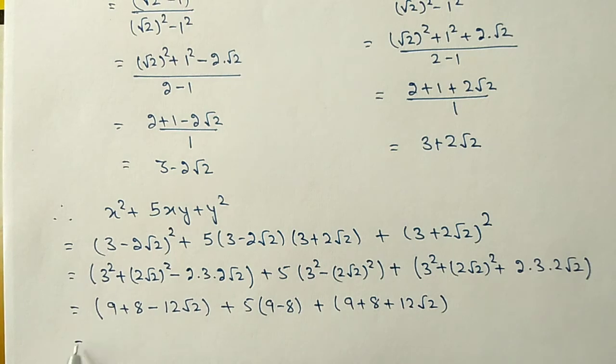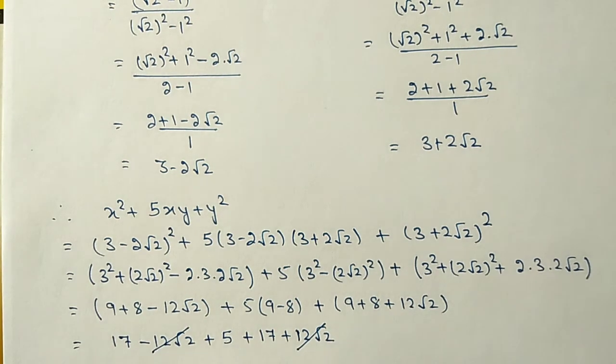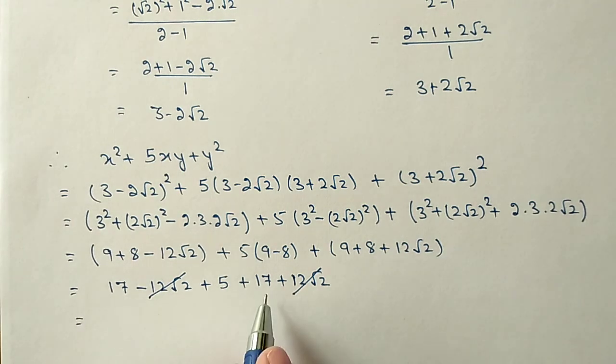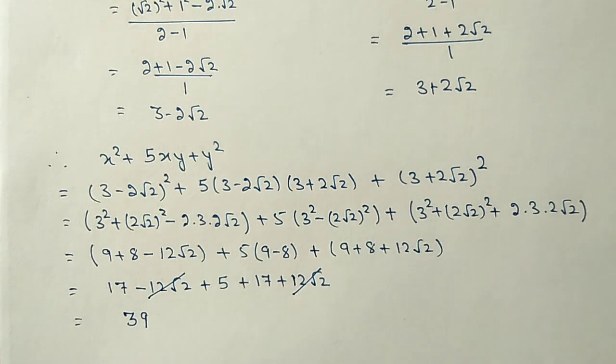Now all the brackets we can remove. 9 plus 8 is 17 minus 12 root 2, and here 9 minus 8 will become 1 and 5 into 1 is 5. Here 17 plus 12 root 2. So this is minus 12 root 2 plus 12 root 2. It will cancel out. Remaining numbers we can add. 17 plus 17 is 34 plus 5 is 39, which is our answer.